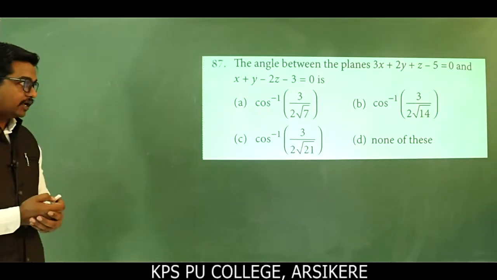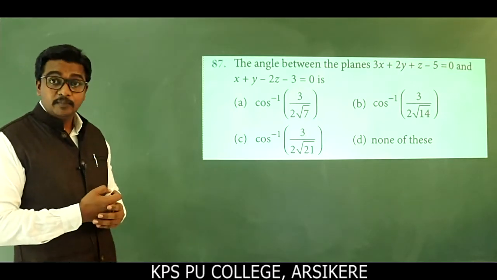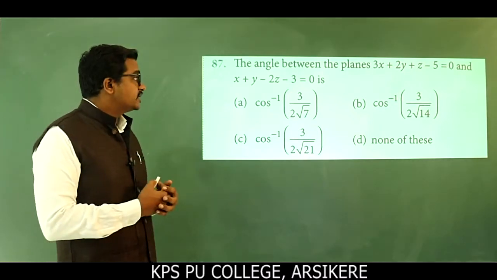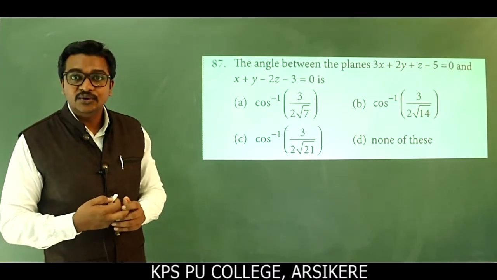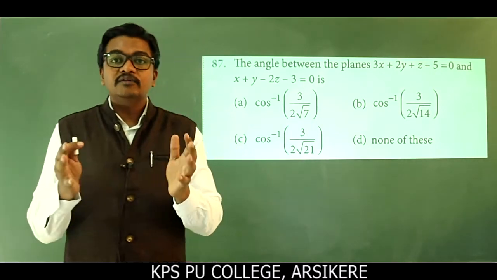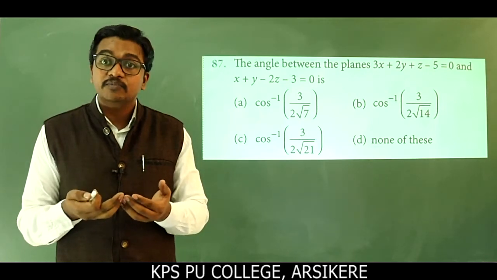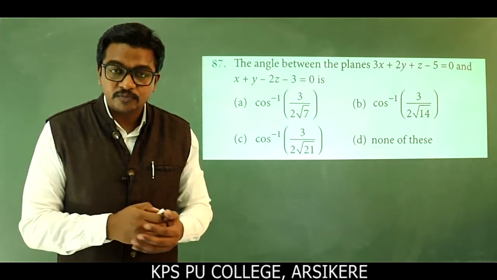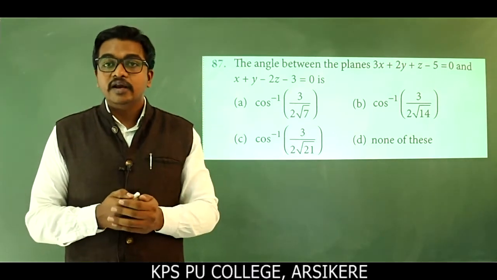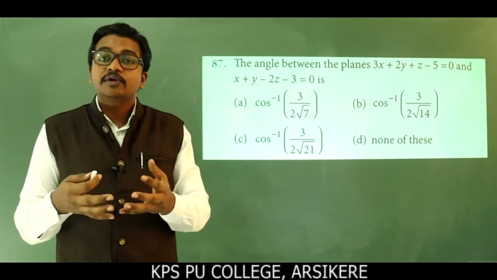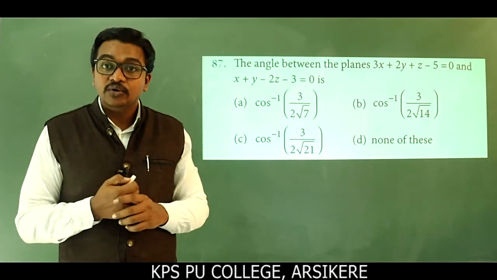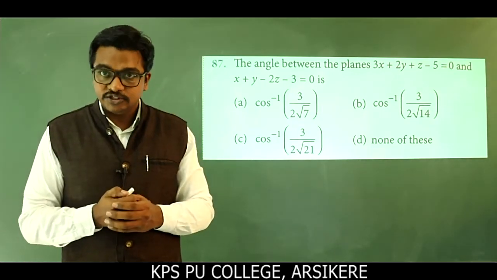The angle between the planes 3x + 2y + z - 5 = 0 and the second plane x + y - 2z - 3 = 0 is. Just remember, the angle between the two planes is nothing but the angle between the corresponding normal vectors. Suppose n1 is the normal vector to plane 1 and n2 is the normal vector to plane 2, then cos theta is equal to modulus of n1 dot n2 divided by mod of n1 into mod of n2.